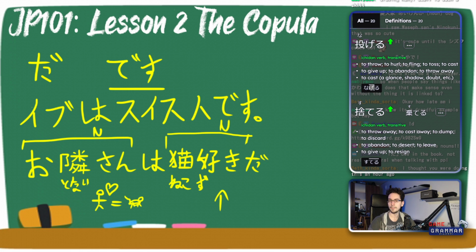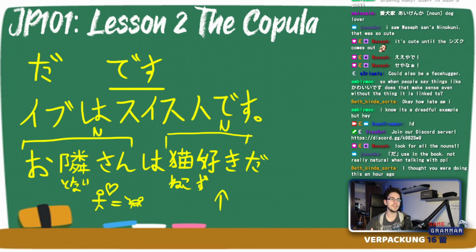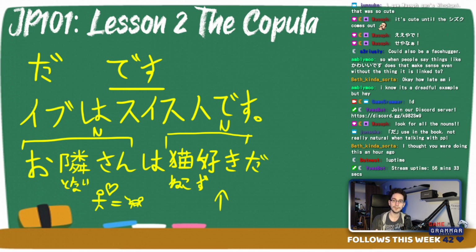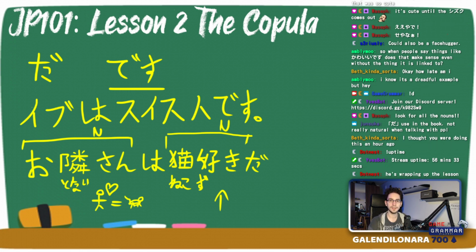Yes, so again, if you're looking for whether to use da or desu, while for our purposes right now both are correct, you should stick to desu for now, and then we will talk in detail at some point about politeness. How do you differentiate which one is better to use in which moment? But yeah, Junsuke makes an interesting point that da can be more of a written, literary kind of thing, and desu can be a spoken thing when talking to people you're not super familiar with. For now, let's stick to desu, but remember, da basically fills the same role as desu, with some exceptions applying, okay? So when people say things like kawaii desu, does that make sense even without the thing it is linked to?